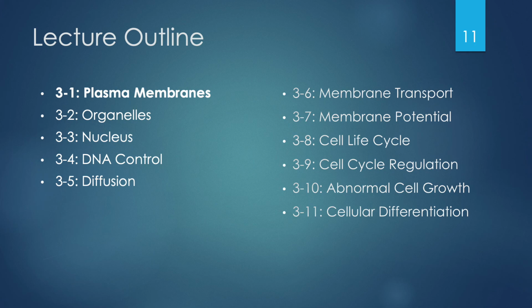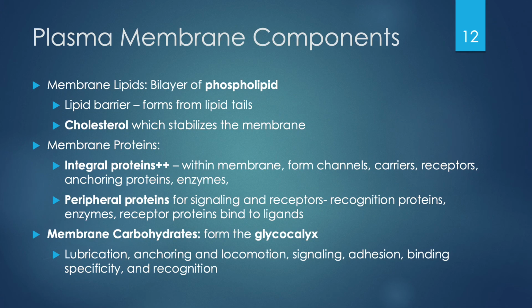So first, we're going to start off talking about the plasma membranes. The plasma membrane is comprised of 3 of the 4 organic molecules: lipids, proteins, and carbohydrates, excluding nucleic acids. So you'll notice that lipids are listed first, and that's because they're incredibly important because they are a major component of phospholipid molecules that we studied previously.